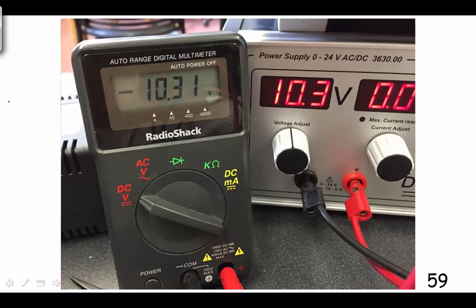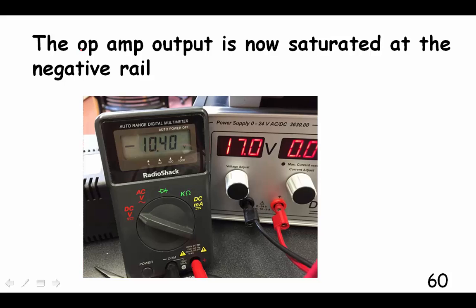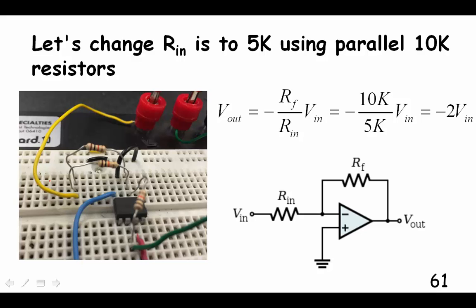We're getting close to our supply now, and you're going to see something happen. Here we've got input of 10.3, output of -10.3. But look at this. I put input of 17, and I still have my output of -10.4. So what has happened is the op amp has become saturated. It cannot put out a voltage that's greater than its power supply voltage. That's one of the characteristics of op amps. If you want an op amp that puts out a higher voltage, you'll need to have a higher rail voltage, or supply voltage.